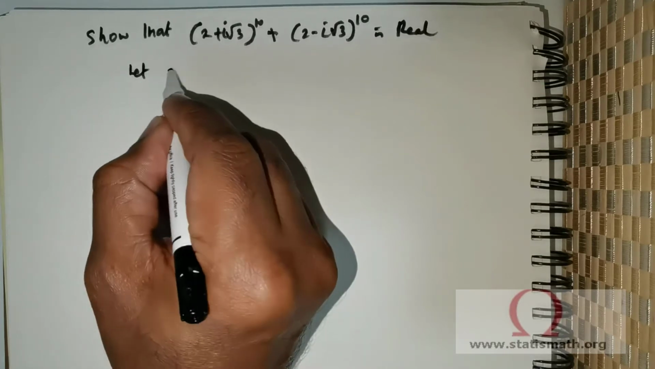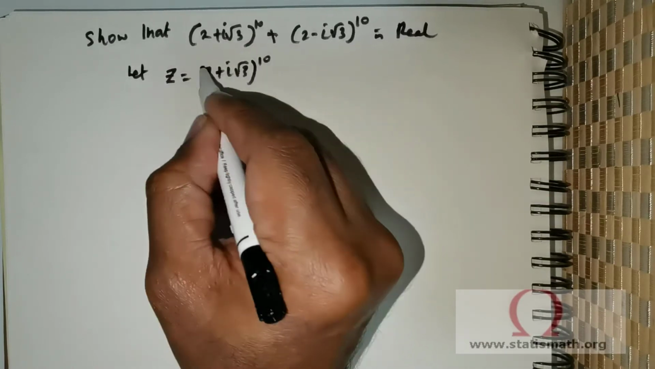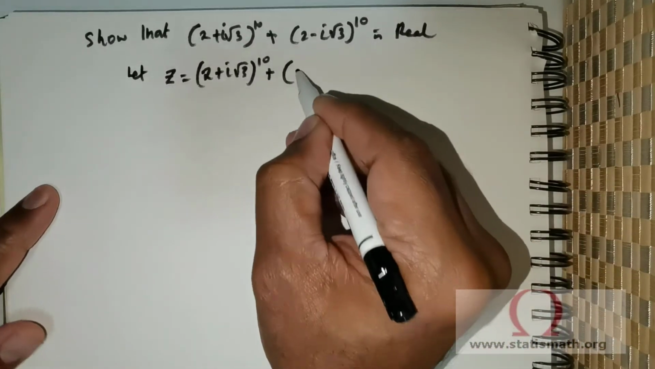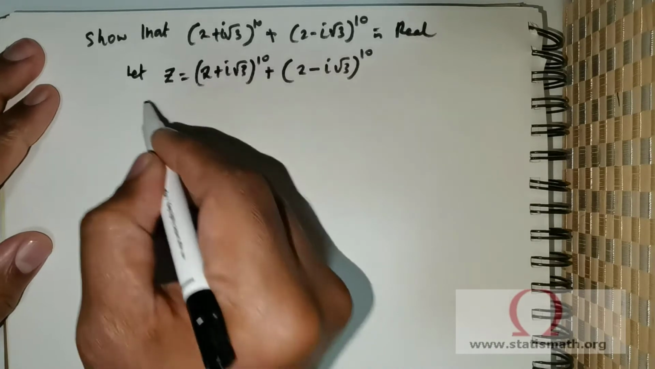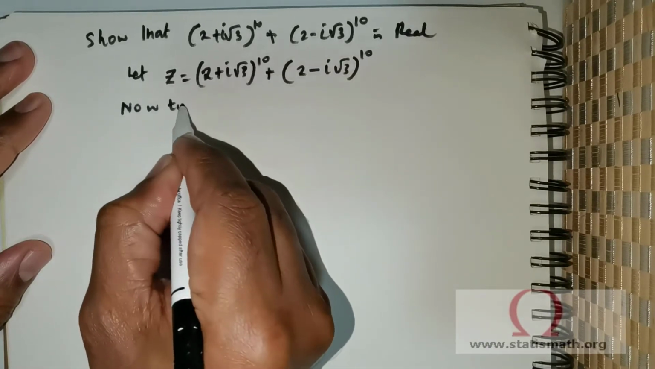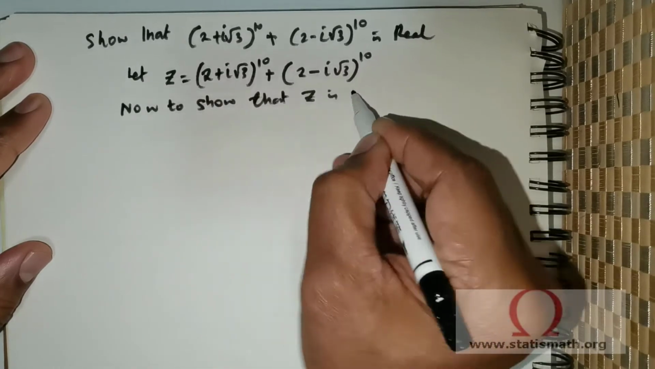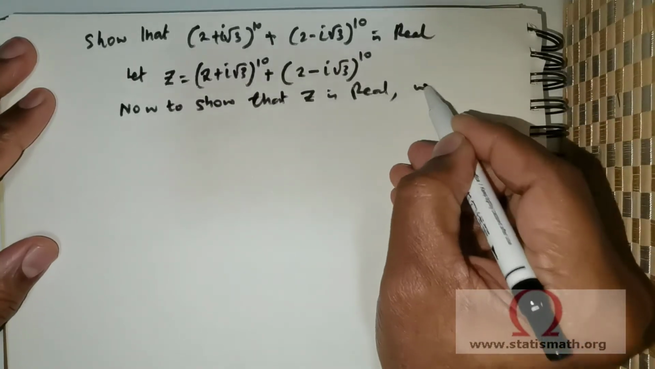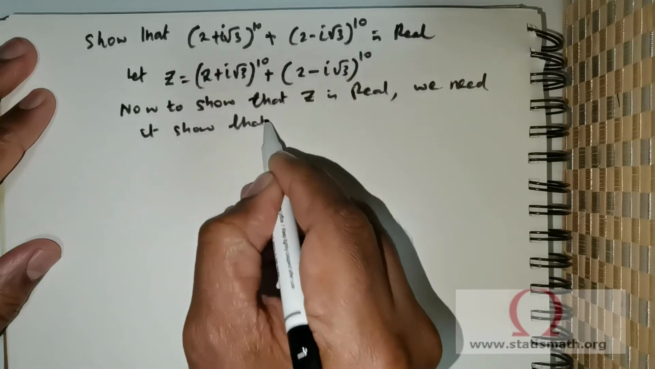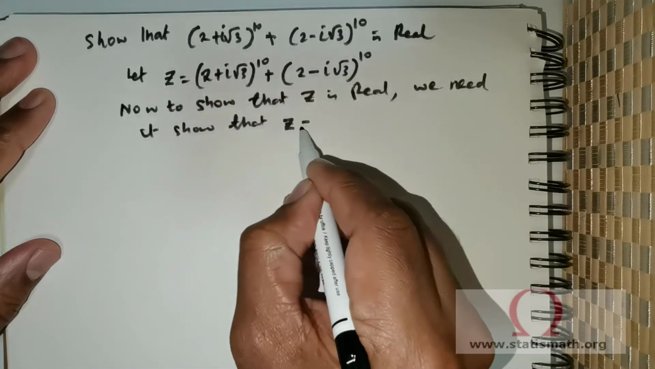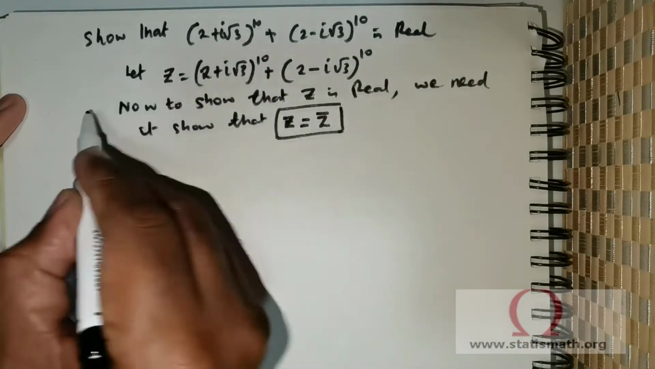So foremost, let me take z to be (2 + i√3)^10 + (2 − i√3)^10. Okay, now to show that z is real, we need to show that z equals its own conjugate, z bar. So this is the necessary condition.